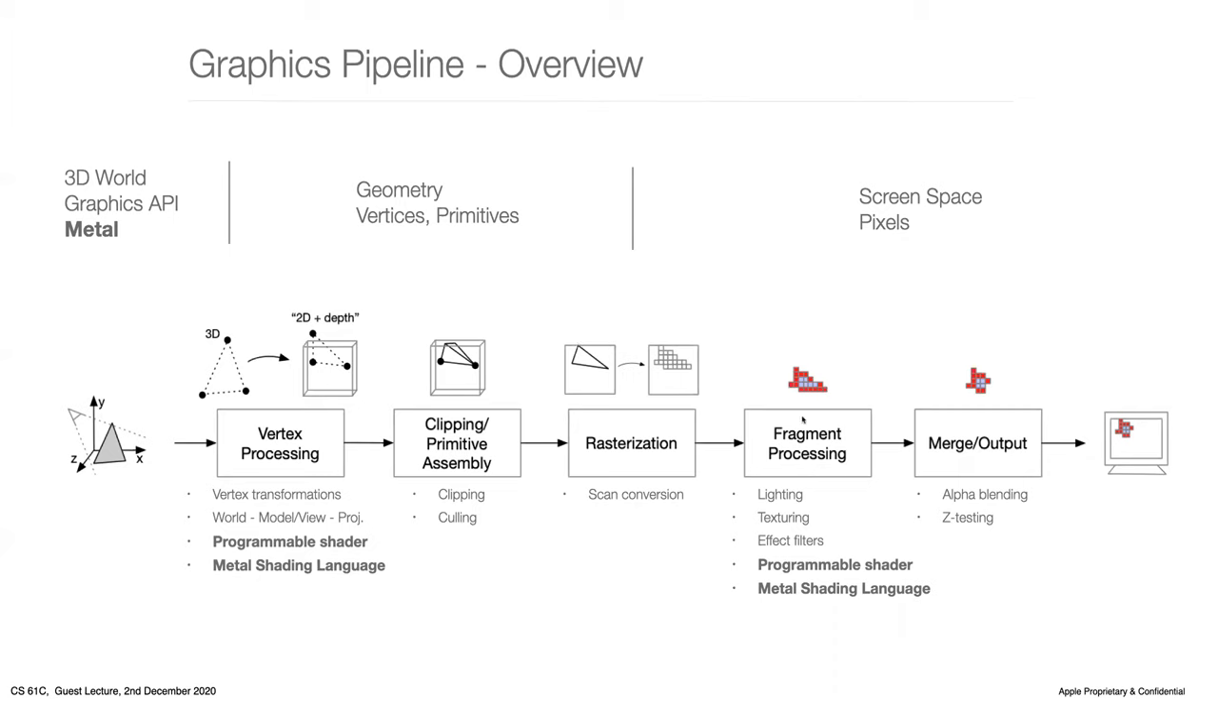Then we get into the fragment processing, where we do lighting algorithms. For every pixel inside a triangle, we're going to compute a lighting equation. We may texture it, and I'll explain what that is, meaning pulling textures from memory. You can compute effects. You can do basically whatever you want to generate the final pixels. And then we send them off to our screen.